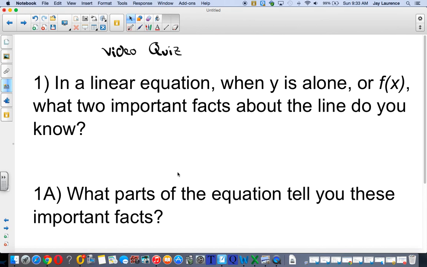All right, so question 1 is, in a linear equation, when y is alone, or f of x is alone, what 2 important facts about the line do you know? All right, question 1a, just to follow up, what parts of the equation tell you these important facts? So you need to answer 1 and then answer 1a.